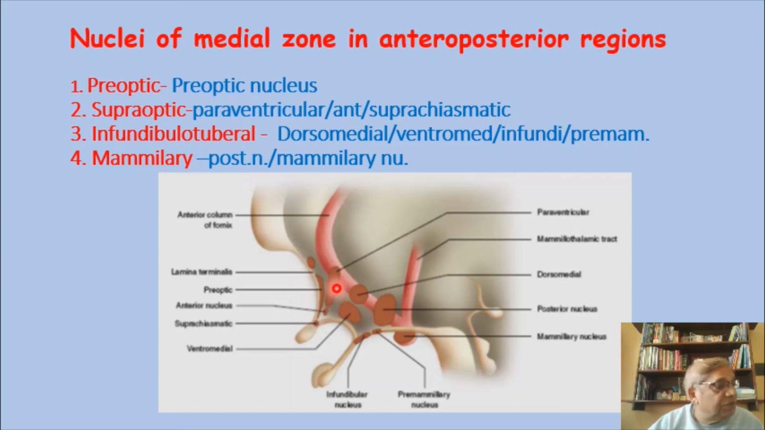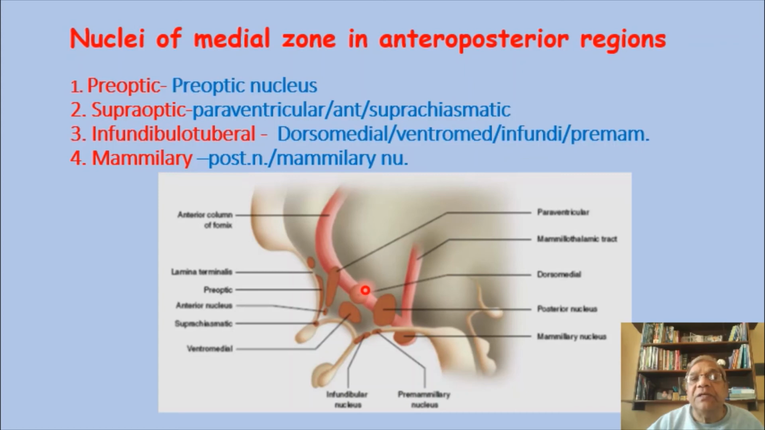The paraventricular nucleus, which is located here, secretes oxytocin, a hormone which acts on the smooth muscle. So that is secreted by the paraventricular nucleus, and the anterior nucleus acts as the temperature regulator and the center for thirst. So it regulates the temperature, and the feeling of thirst is because of this anterior nucleus.